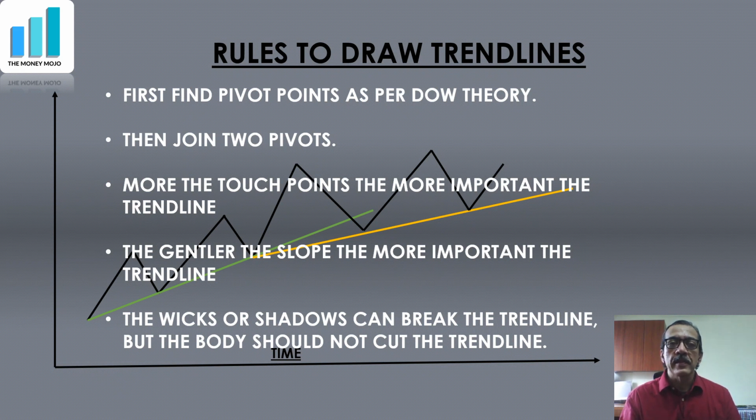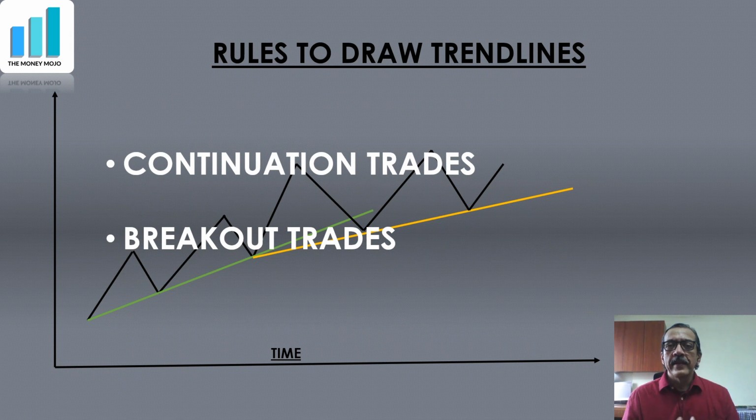We will go on to talk about trading strategies, which is obviously what everybody is looking out for. Just to say that there are only two kinds of trading strategies that I use with trend lines. One is a continuation trade, which by definition means that the trend will continue. That is what I trade based on the trend line. And another is a breakout trade, when the trend line actually gets broken.